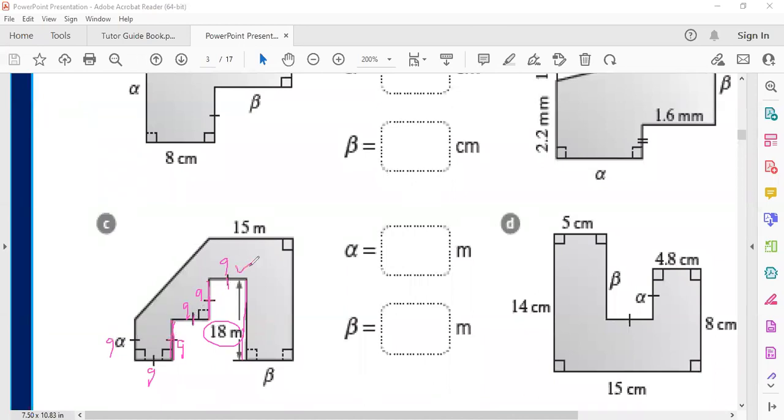Now we have got the value here. Now look, where is this 15? 15 is from here until here. So if this is 9, then this is how much? Take 15 minus the 9 and you'll get 6. And isn't this the answer for beta? Can you see that now? Nampak?